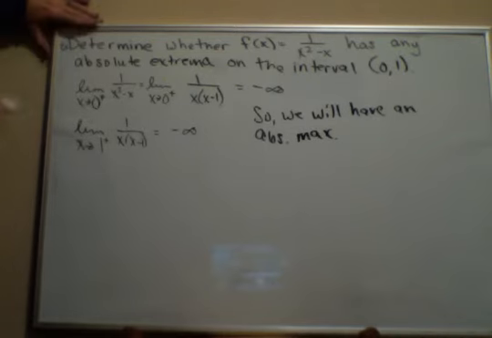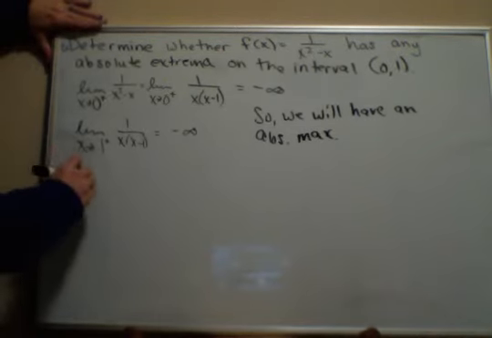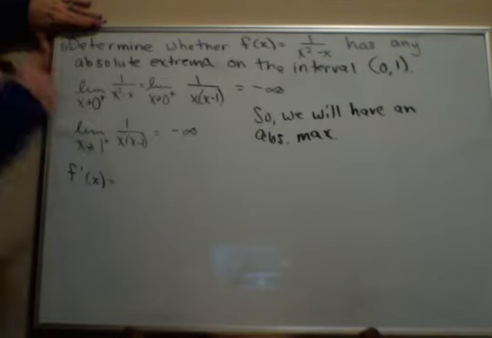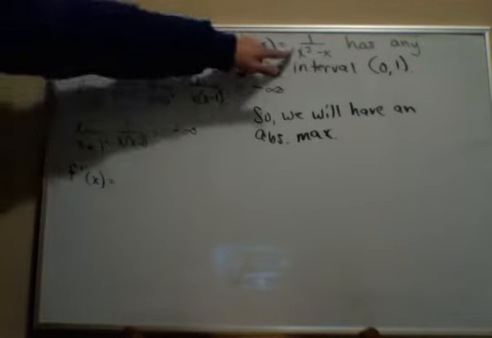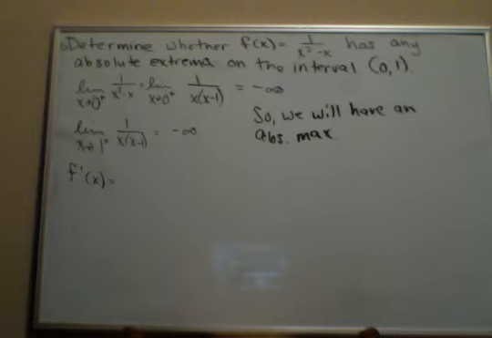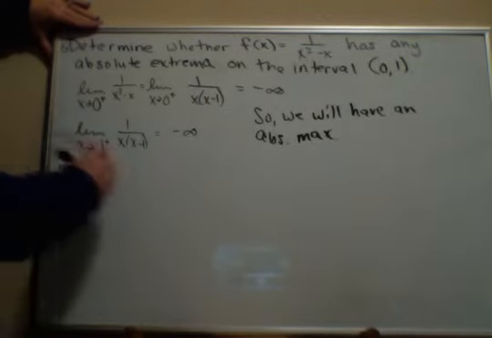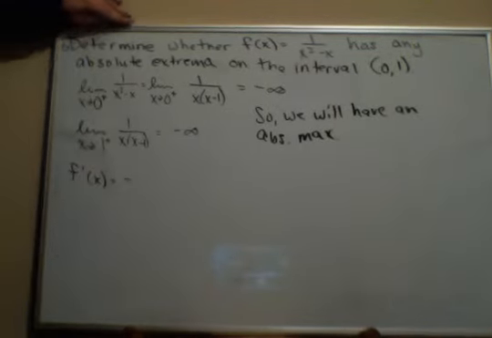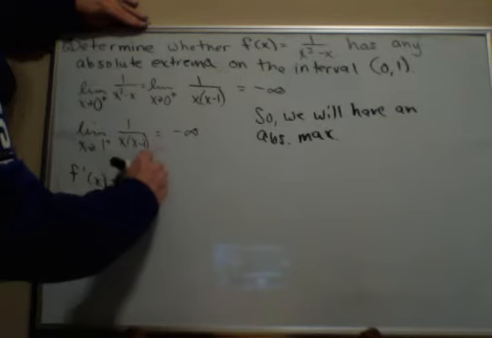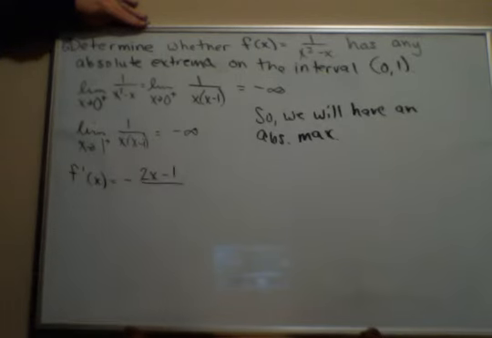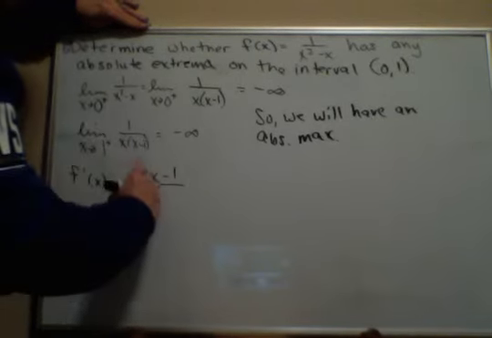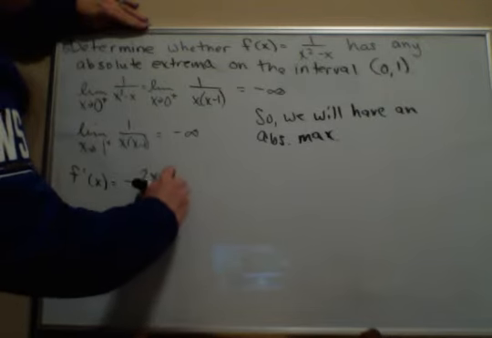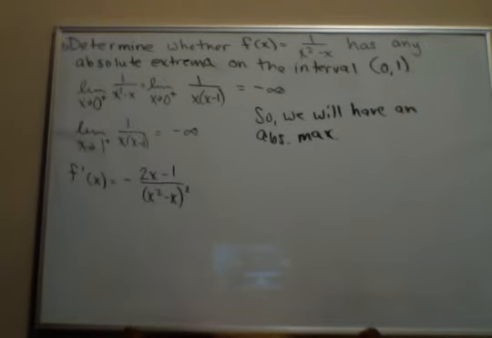We need to find the derivative, and again, I'm going to go ahead and just tell you this derivative, keeping in mind that I think we're all capable of finding the derivative of this without too much trouble. So this one's going to be negative (2x minus 1) over (x squared minus x) quantity squared.